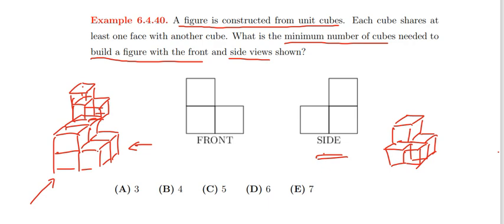So what is the minimum? I think the minimum is we just put these 3 cubes, like this, so here are 3 cubes, and we just add 1 more, like this one. So the minimum number can be 4, right?